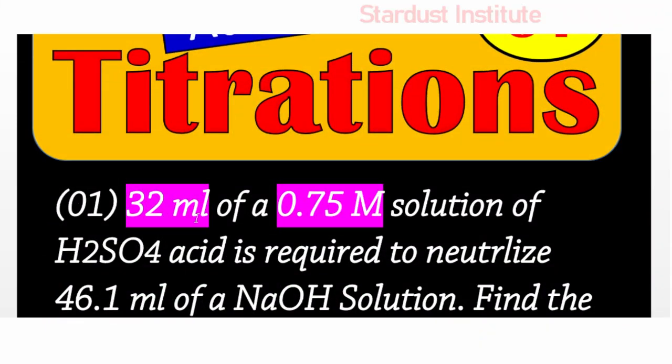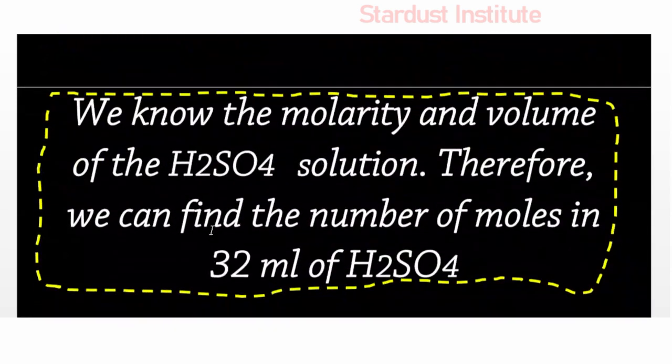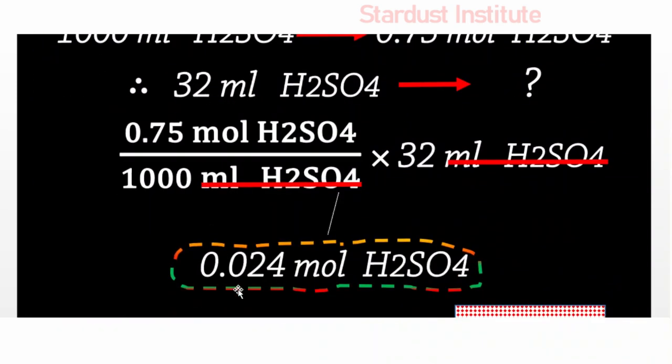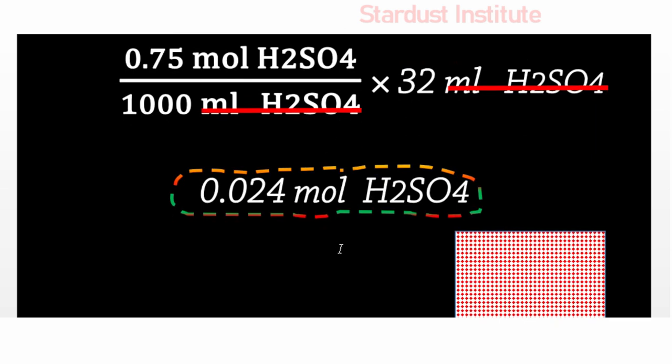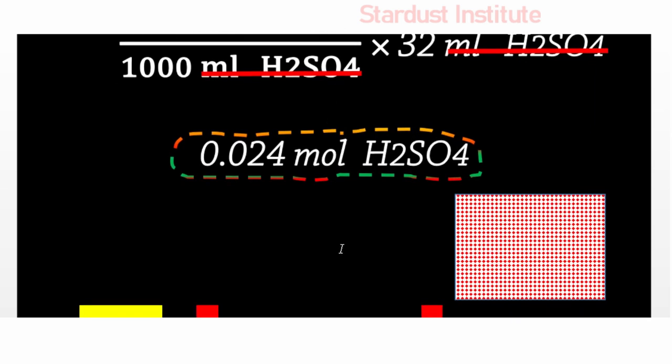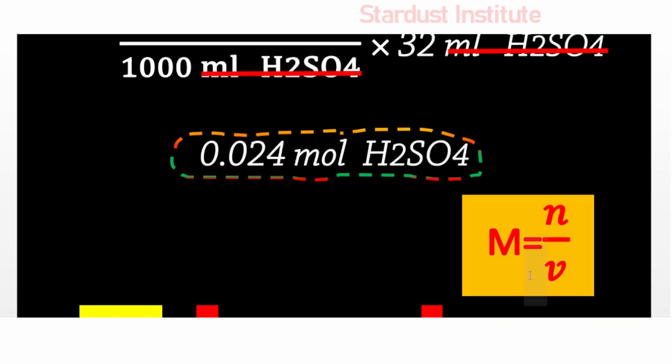In 32 milliliters of this sulfuric acid solution, there are 0.024 moles of H2SO4. To find the number of moles, we can use the formula of molarity, M equals n divided by V. If we want, we can use this formula, but we did not use this formula now.